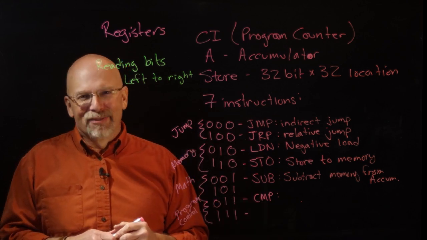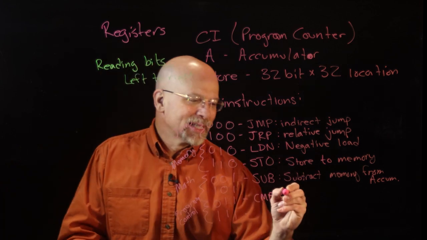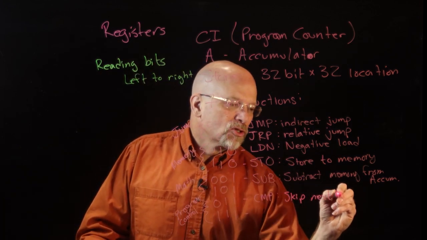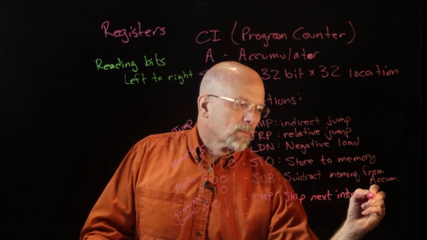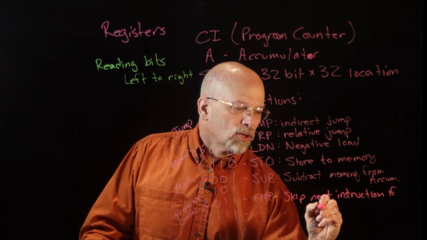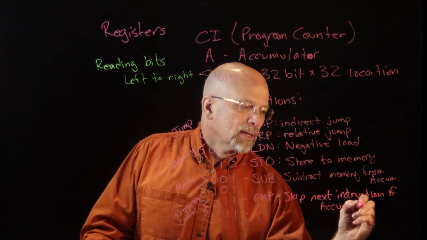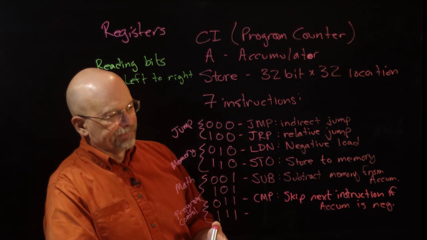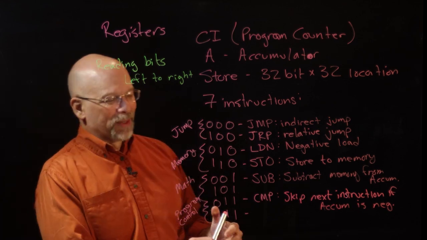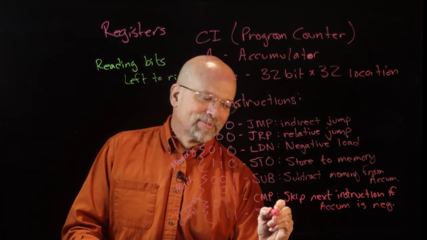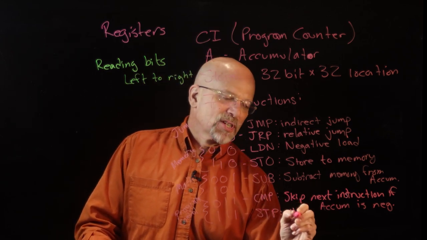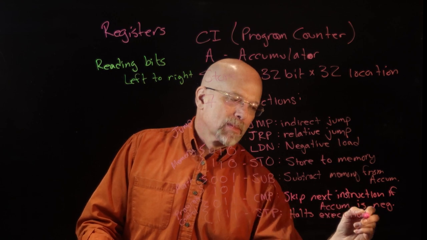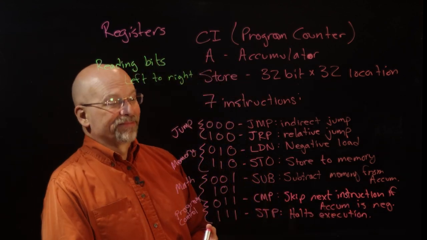This is not that advanced. No. What this simply says is skip next instruction if accumulator is negative. All right. The last one's pretty much the easiest one. Stop. It just halts execution. All right. That's really it.